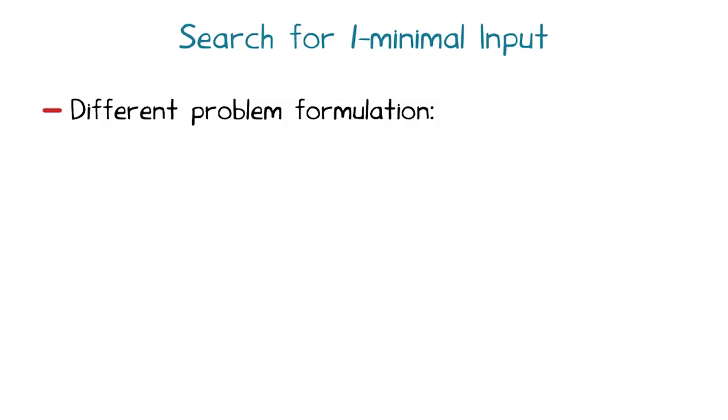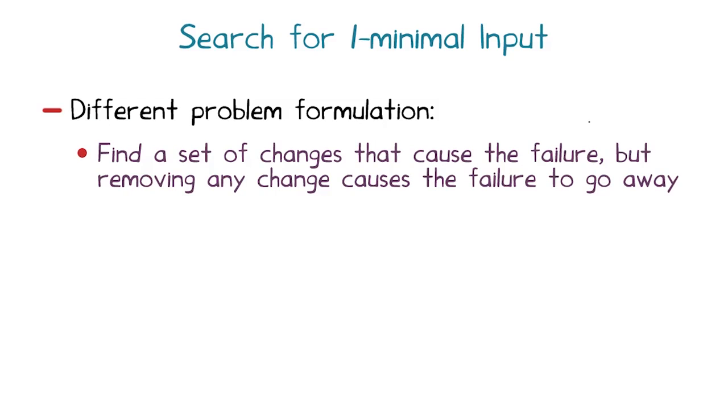Instead of searching for the absolute smallest set of changes that causes the failure, we can approximate a smaller set by reformulating our goal. We will find a set of changes that causes the failure, but removing any single change from the set causes the failure to go away. Such a set of changes is called one minimal.